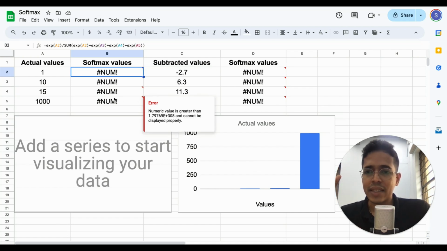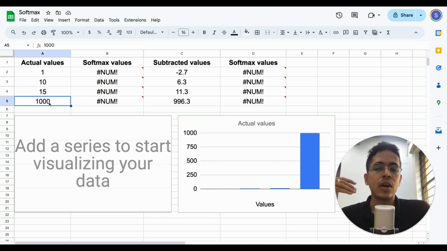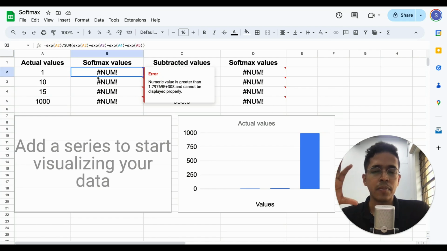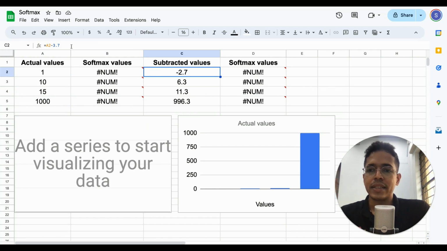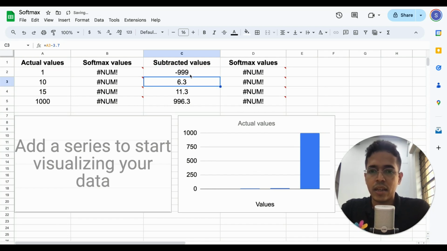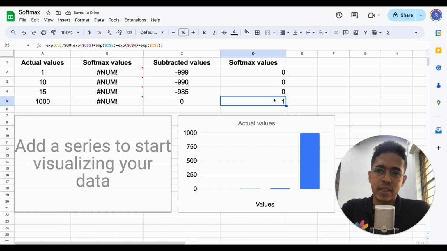And I guess, yeah, because this exponent of 1000 is involved in the formula. That's the main reason. But now let's do one thing here. Instead of subtracting 3.7, now we have to subtract 1000 from all of them. So then all of a sudden we can calculate the softmax.